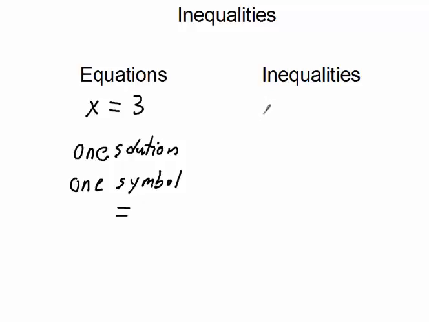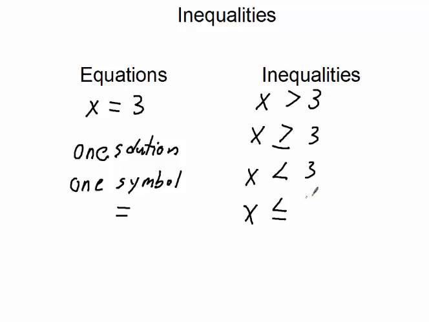Now, when it comes to inequalities, if you remember from Algebra 1 two years ago, inequalities look a little different. Here's an example of an inequality. We still have two sides, two expressions, the left and the right side. The only difference is that our symbol in the middle changes. When it comes to inequalities, there are actually 4 symbols, and I'll write them all out here.